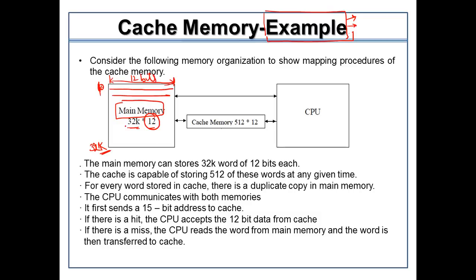And the cache memory, you can see, is comparatively very small in size. It has just 512 words, starting from 0 to 511, or 1 to 512, right? And what is the size of the word here?